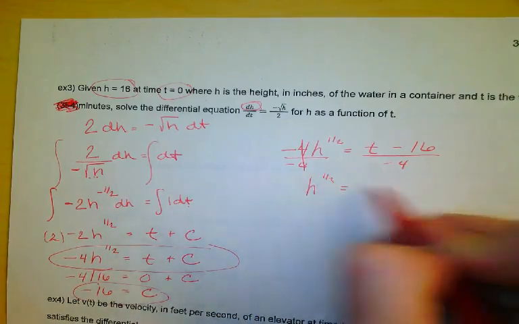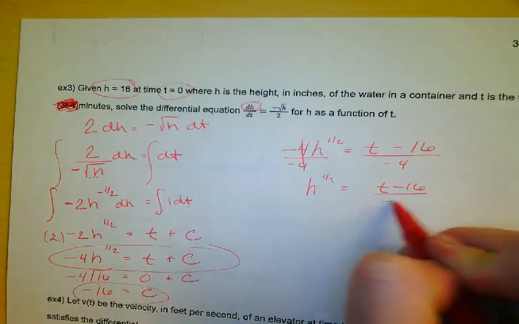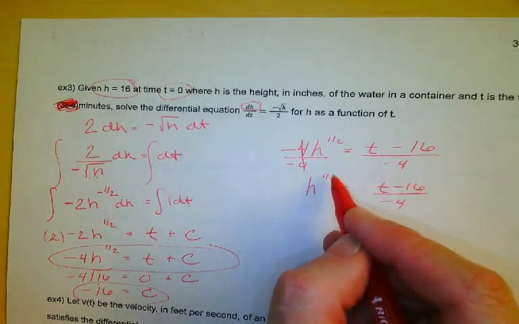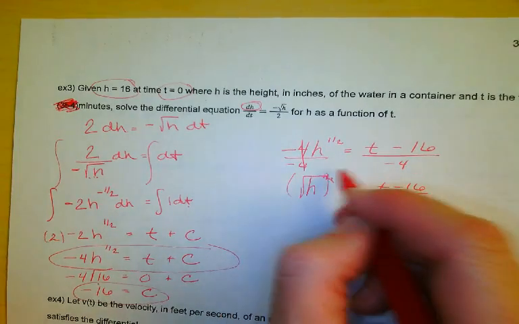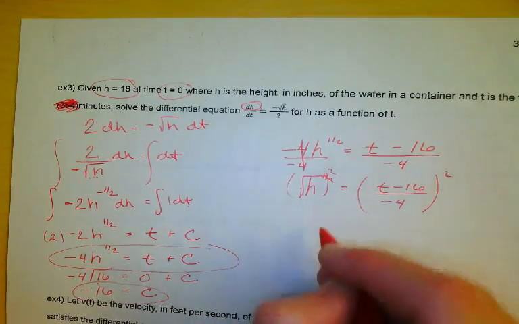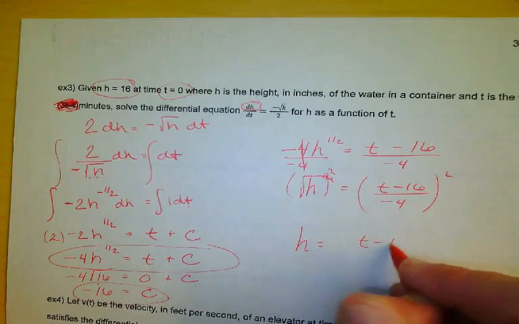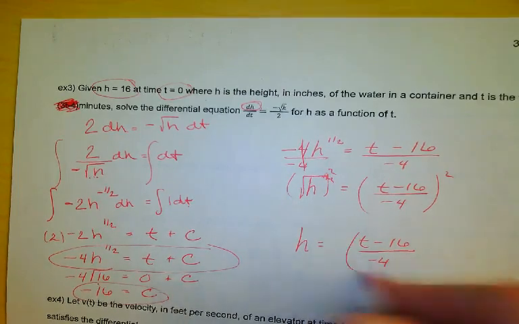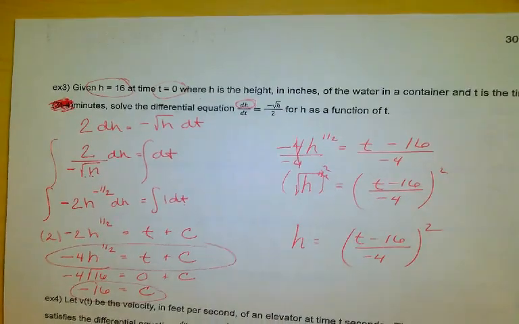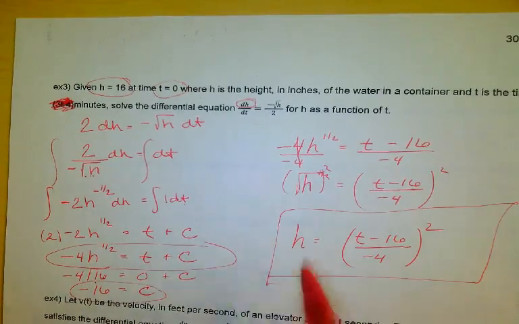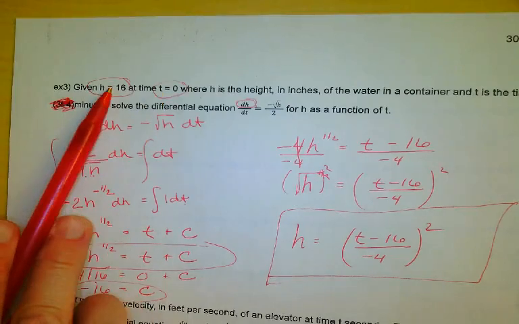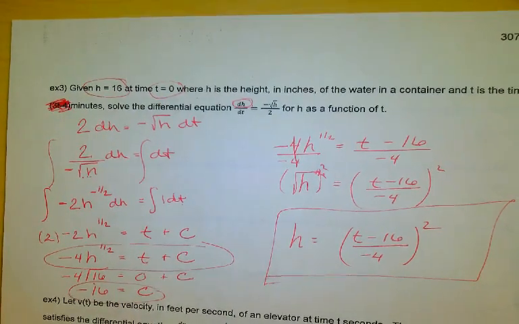H to the 1/2 equals t minus 16 over negative 4. And again, a 1/2 is like a square root. So if I want to get rid of that, all I have to do is square both sides. Good. So we get h equals t minus 16 over negative 4, squared. And this is that specific equation that when I plug a 0 in, I should get out a 16. That solves that one. What's this last one look like?